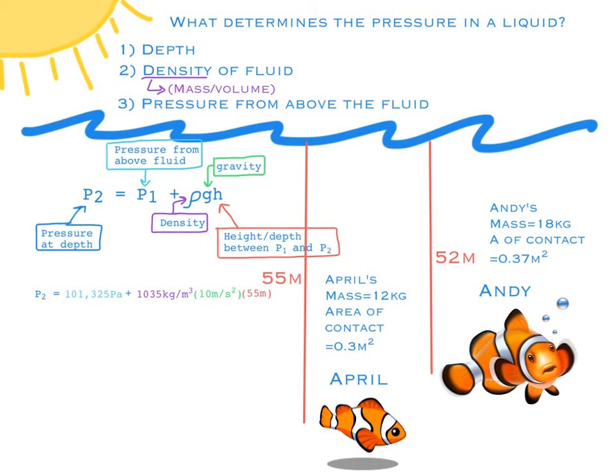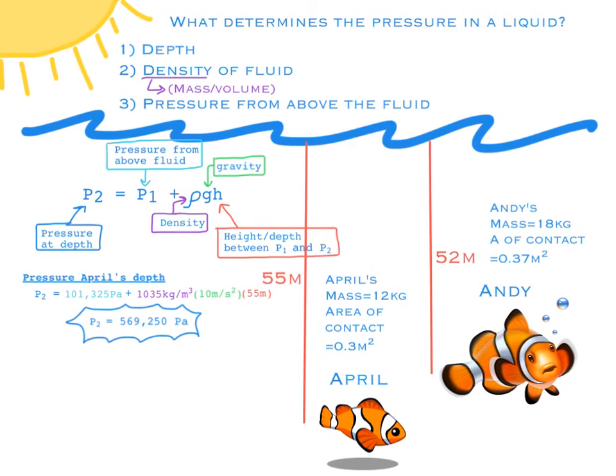So when we do our lovely algebra, and you want to make sure to multiply these first and then add your atmospheric pressure, we get a whopping 569,250 pascals. So it seems pretty straightforward, right? It'll take a little bit of time to get used to the formula and this crazy symbol here, but I want you to go ahead and try to solve for the pressure that Andy is experiencing using the same formula. So pause the video and try Andy's pressure real quick. Ready, set, go.